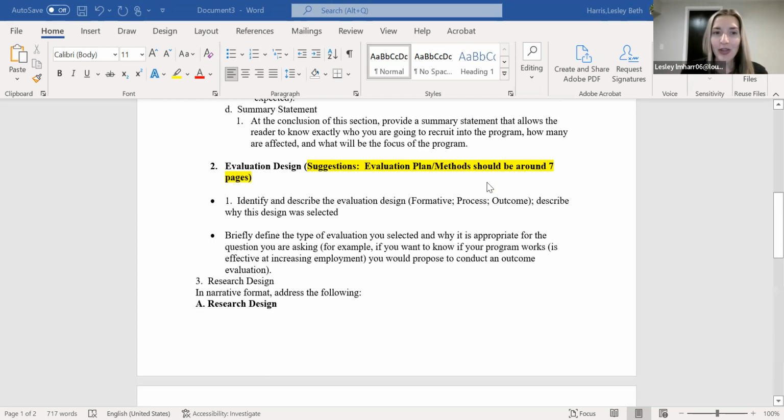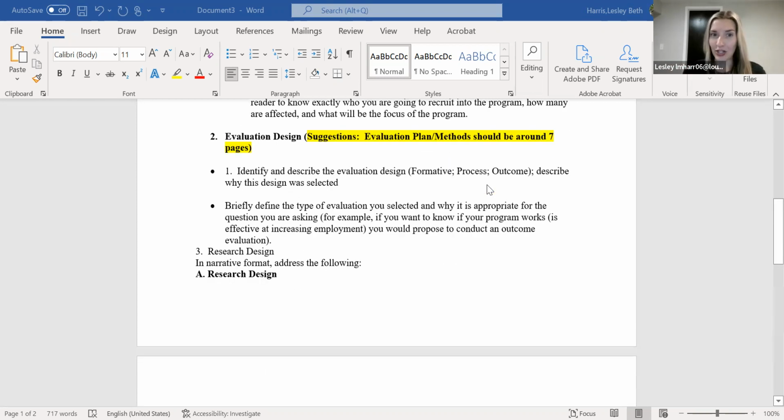The second part of the paper is your evaluation design. This is in particular work that you have been doing all semester, so pay attention to our feedback every week in your weekly journals. You're first going to describe the evaluation design. That's already been settled: formative, process, or outcome evaluation.